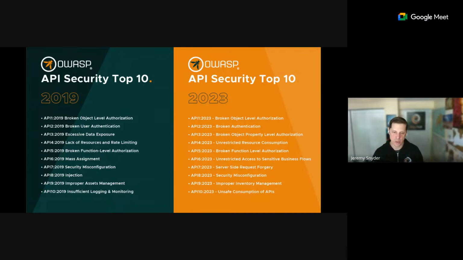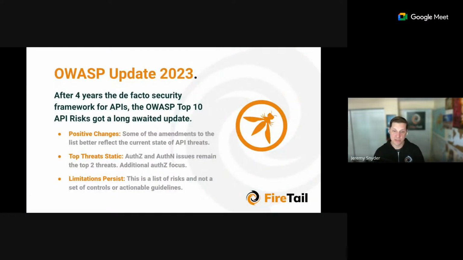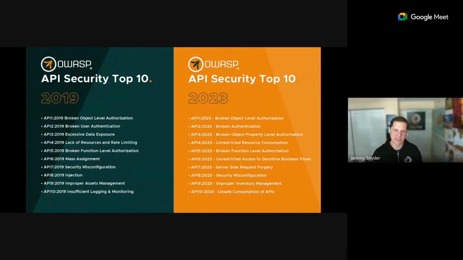V1 came out in 2019. There was an update in 2023. You can actually see a little bit of the changes between those 2 years. There were some positive changes, certainly from our perspective, in terms of the fact that authorization and authentication remained the top 1 and number 2, but seeing that there were some additional points, and I'll actually go back for a second. If you kind of compare the two sides, you'll see that there's additional authorization risks identified in the 2023 version. And so that's been positive to see.